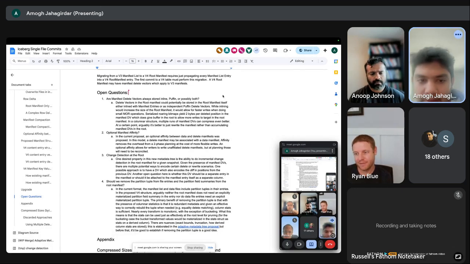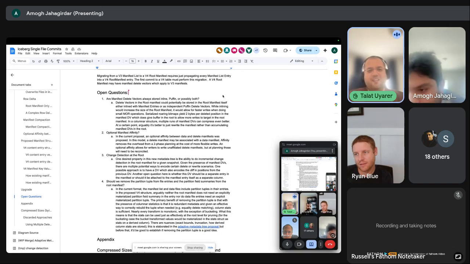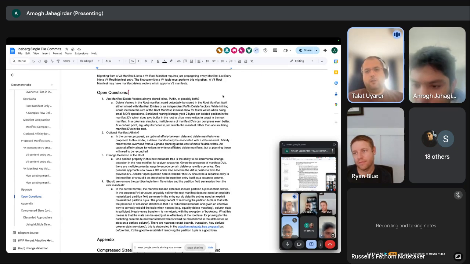Okay. I think we talked about manifest affinity a bit, so I'll go to the other one, which is change detection. Oh, go ahead, Talat. I just want to ask again for my clarity. How many requests are we going to do for the small write or read cases? Currently, per data file, manifest list, metadata, and if there's a DV, also DV manifest. Is this reduced significantly, or is it still high? I didn't quite follow the question. Yeah, same.